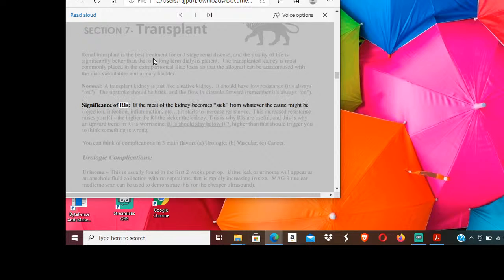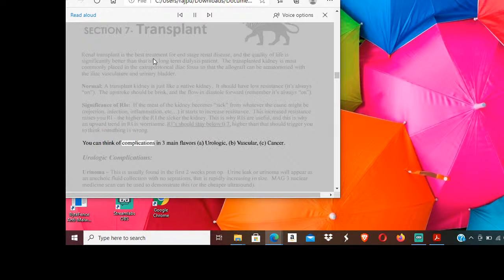Significance of RIs. If the meat of the kidney becomes sick from whatever the cause might be, rejection, infection, inflammation, etc., it starts to increase resistance. This increased resistance raises the RI. The higher the RI, the sicker the kidney. This is why RIs are useful, and this is why an upward trend in RI is worrisome. RIs should stay below 0.7, higher than that should trigger you to think something is wrong.